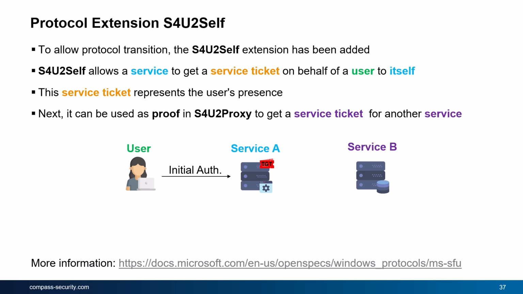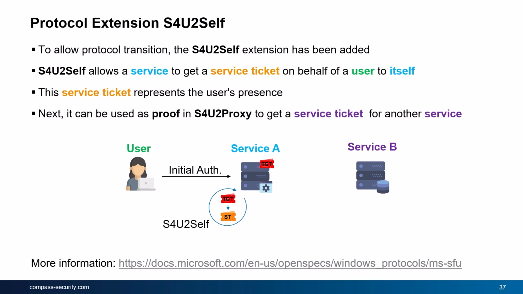So the first step that the service will perform is to invoke the S4U2Self extension or request. And within this request, it will basically exchange or prove that it is who it says it is with its TGT. So it will authenticate itself towards the KDC and then get from that a service ticket. Now the service ticket is intended, as we've learned before, for itself.